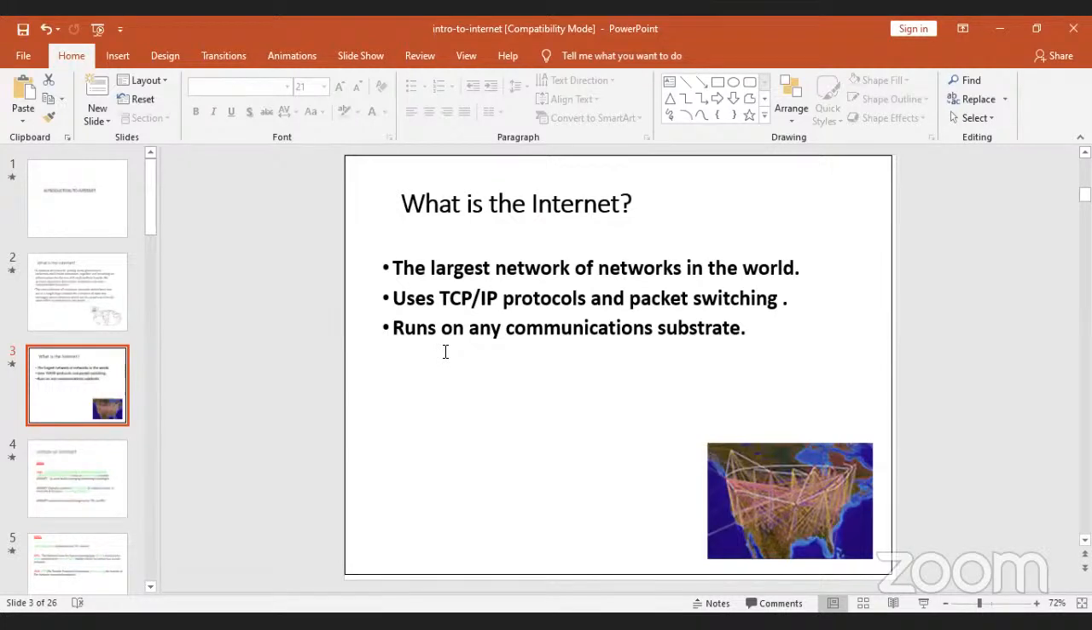So on the internet, there are protocols for file transfer, and for message transfer, there are protocols. So I'm going to be talking more on that.